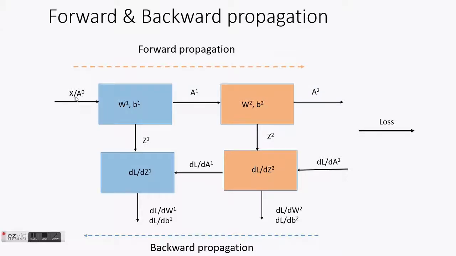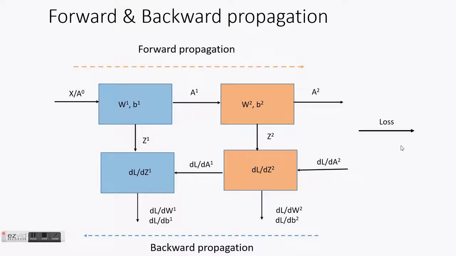So in the forward propagation cycle, we give the input features X or A0, and using the weights and the bias, we compute the linear activation and the activation, and then we pass it to the next layer with the weights W superscript 2 and bias b superscript 2, and we get the activation out of the second layer, and so on. We go in the forward direction.